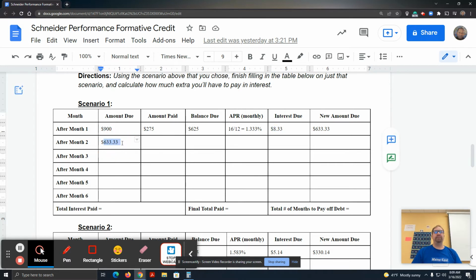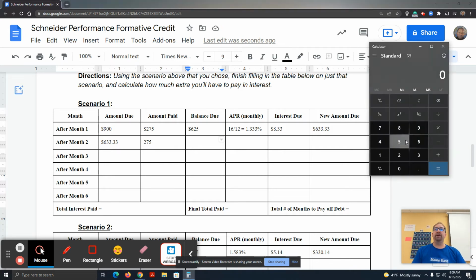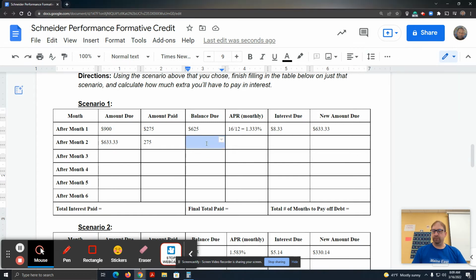So in essence, because we didn't purchase anything else, the balance then stays $633.33. In the scenario you'll read, it says we don't buy anything else on the credit card. So here we go with our $275 monthly payment. That will stay the same, but the balance now will change. So we go over to our calculator and we go 633.33, minus the $275 payment, and we get 358.33. But we're not done there yet.